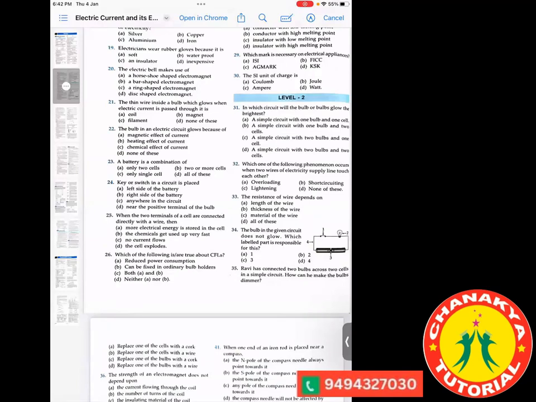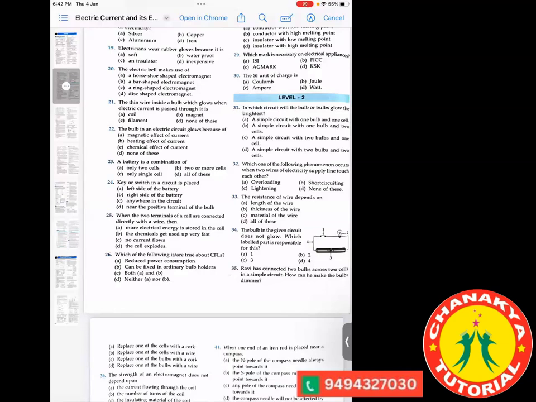Question number 25, Yashwant. Okay, ma'am. When the two terminals of a cell are connected directly with a wire, then, my personal choice is E, ma'am. It's B. The chemical gets used up very fast. So when we are connecting directly with the wire, then what happens? They are getting used up easily.